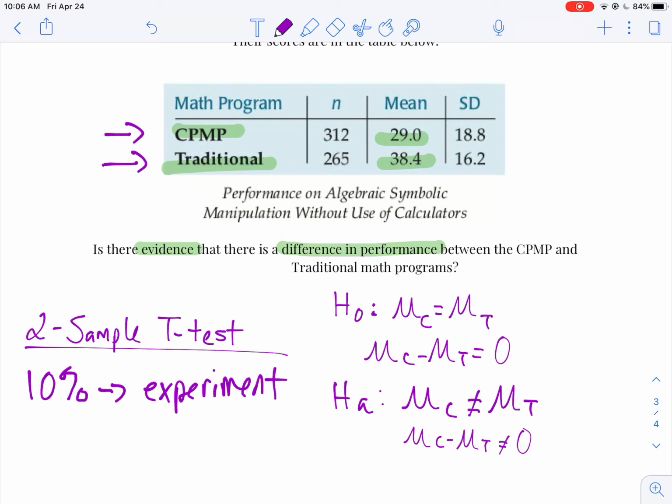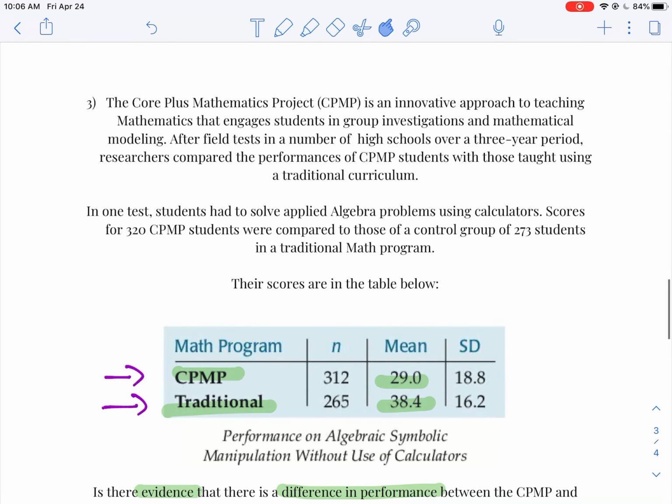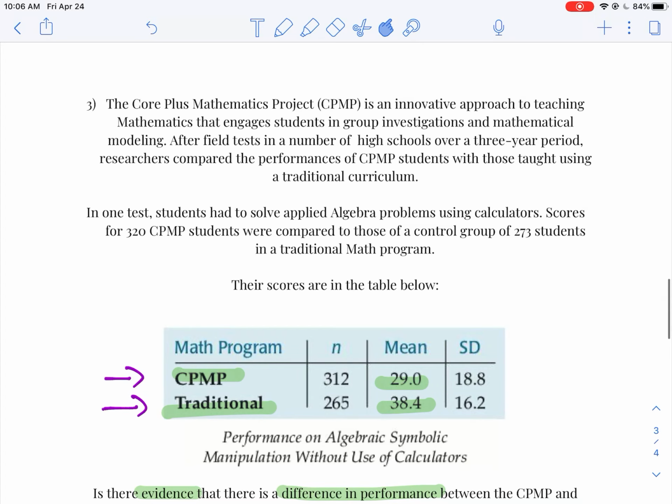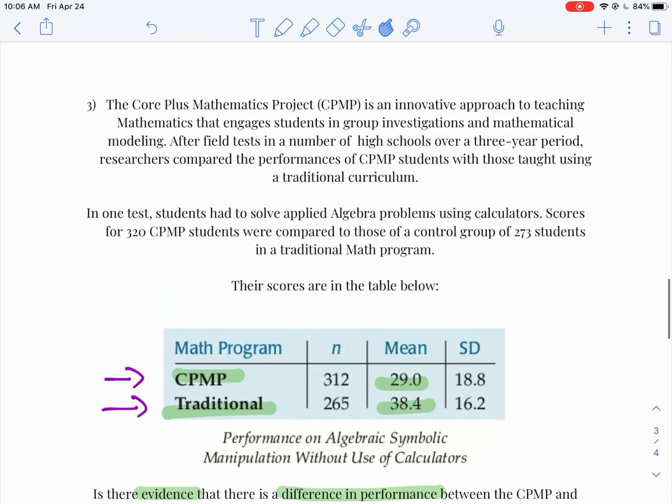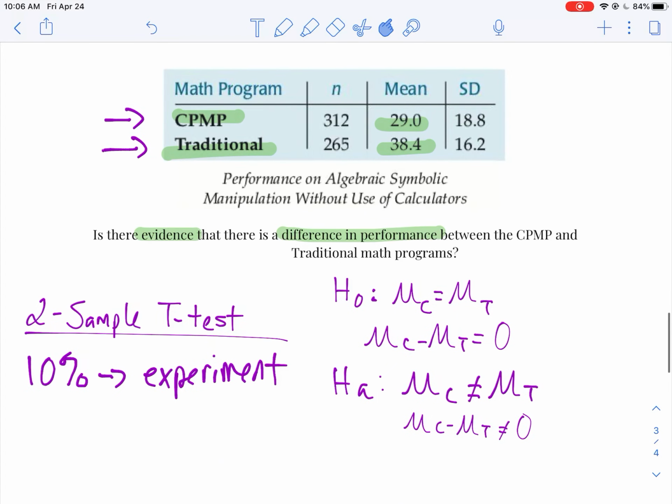However, there are a few other things we want to look for. We want to look for random assignment. Did they do that here? Well, there was no random assignment stated, but again, it's an experiment, so we'll assume that in the course of this experiment there was some random assignment going on.